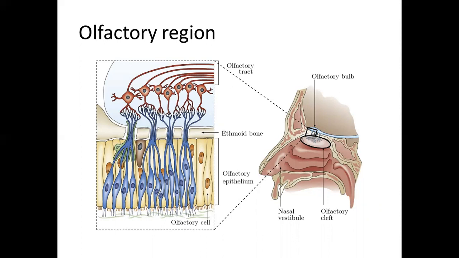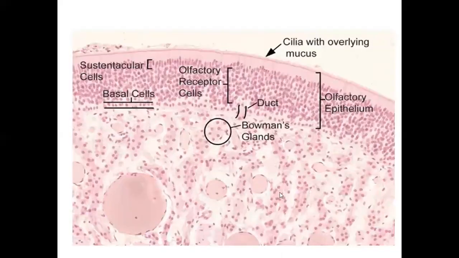Lastly, the final type is the basal cell, from its name it is located at the base. It is either horizontal or globose. Its role is to act as a stem cell, and it has proliferative capacity. Okay, and it can replace both the sustentacular and olfactory cells.